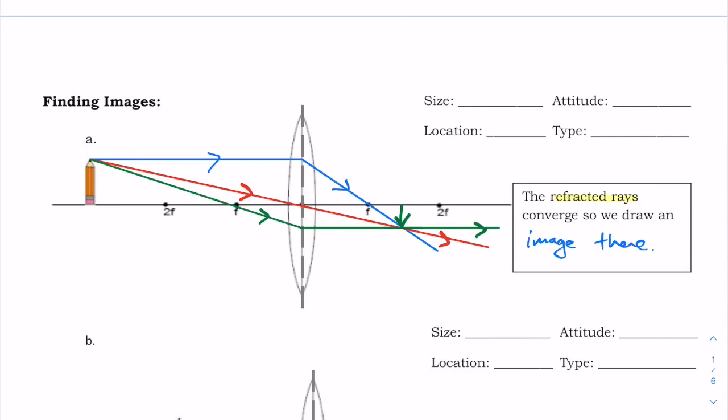All right, let's characterize the image now using the SALT acronym. First of all, the size is smaller. The attitude is inverted. As for the location, it's between F and 2F. By the way, F just represents the focal point, and 2F is twice the focal point. And as for the type of image, this one is real.